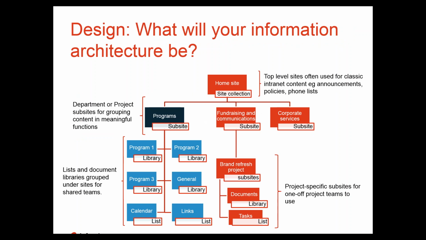You have to go on paper and you need to run a workshop with your staff and map it out, and sort of put on paper what it is you want the site to look like. How many libraries do you need? How many subsites do you need? What do they need to be called? Do you need a subsite for fundraising and communications, or should it be under corporate services?